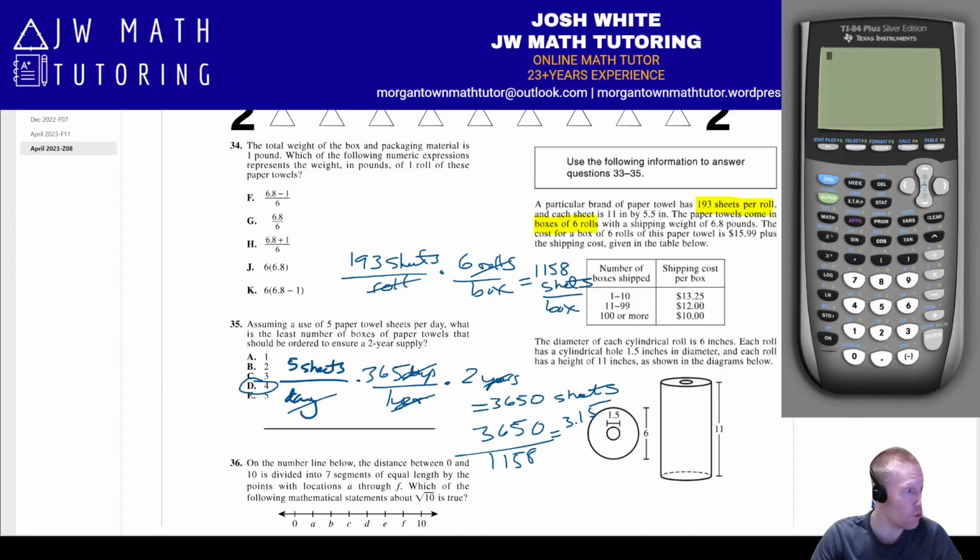If you only ordered 3 boxes, with 1,158 sheets per box, that would give you 3,474 sheets, which is not enough for 5 per day. If we divide that by the number of days in 2 years, which is 365 times 2, assuming we do not have a leap year involved, that's only roughly 4.75 sheets per day, not 5 sheets per day. So the correct answer to this is letter D, 4.